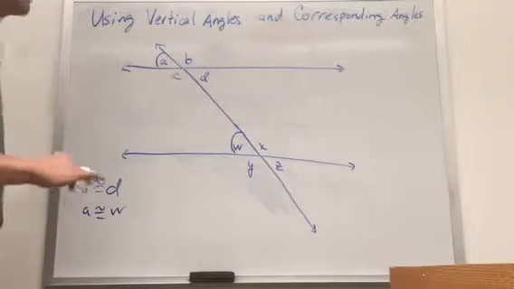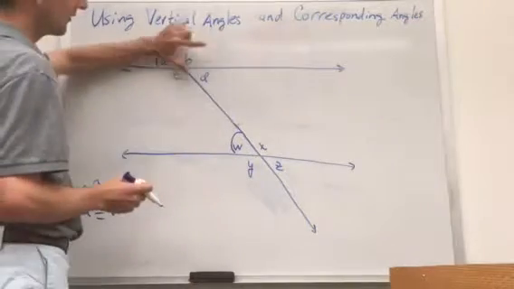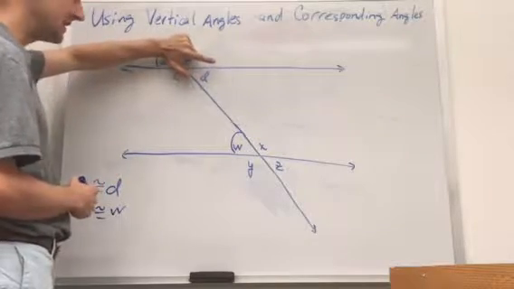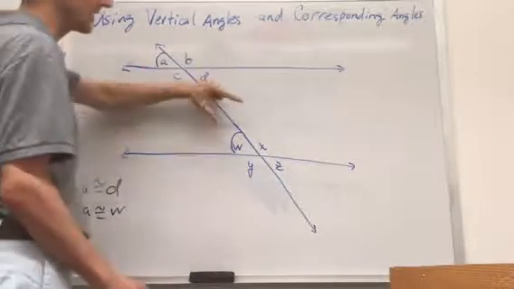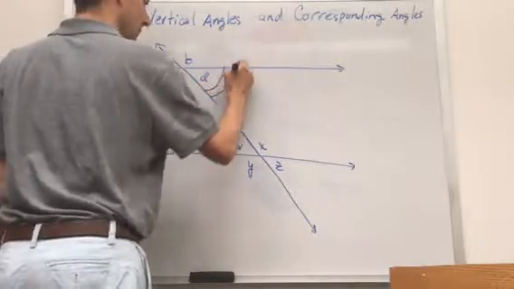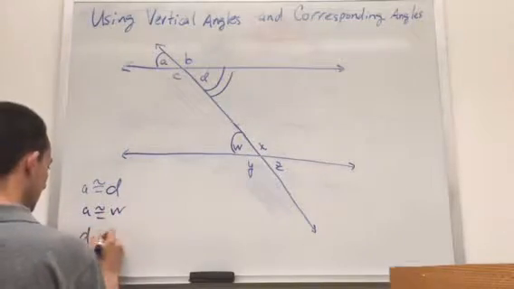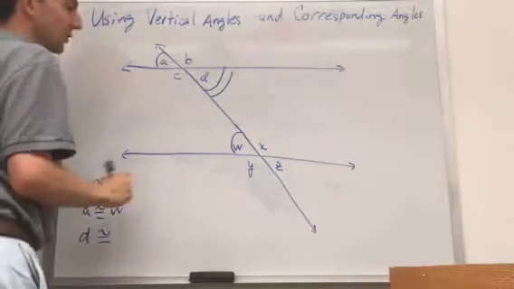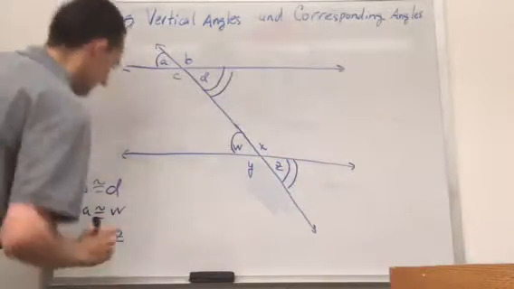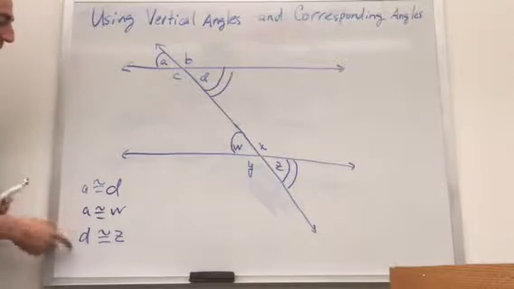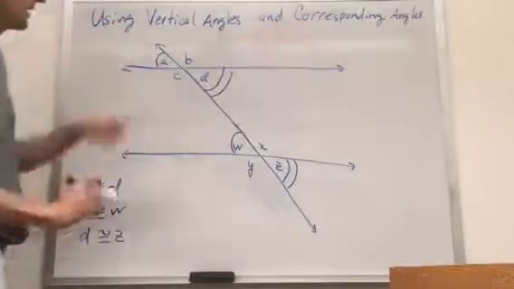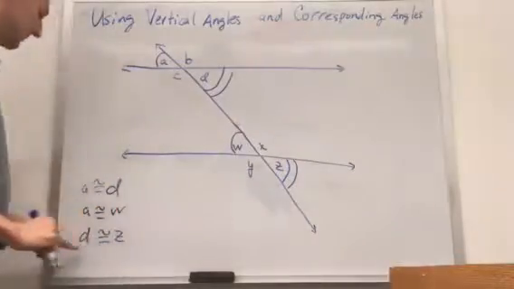Very cool. So what about the corresponding angle for angle D? The angle that looks exactly the same as angle D at the other intersection is angle Z. So we would be saying angle D is congruent to angle Z because they are corresponding angles. So these two relationships we found using corresponding angles: that A is congruent to W and D is congruent to Z.